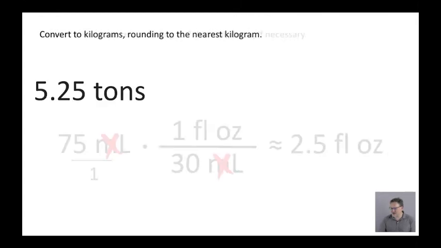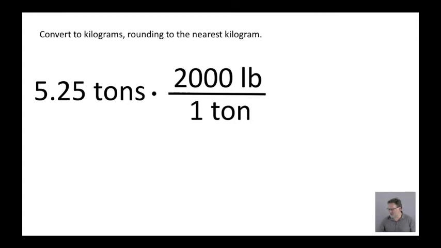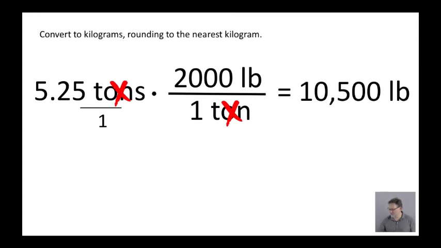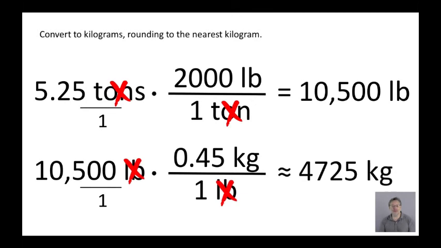Let's convert 5.25 tons to kilograms here, rounding to the nearest kilogram. Now we've got this first conversion fraction here that we can make use of, converting from tons to pounds. The result there is 10,500 pounds. We can then convert 10,500 pounds to kilograms by using this conversion fraction. Pounds cancel out, and now we've got about 4,725 kilograms.